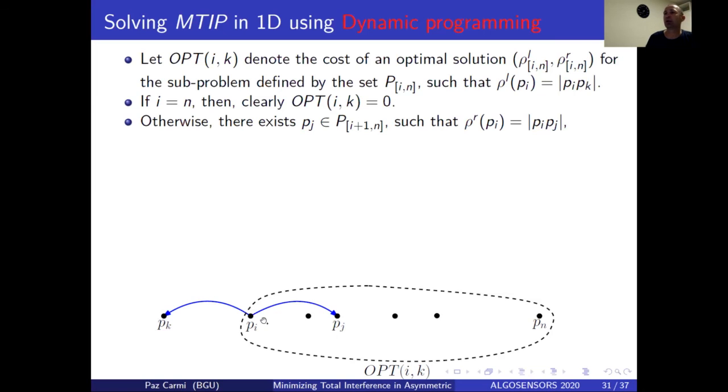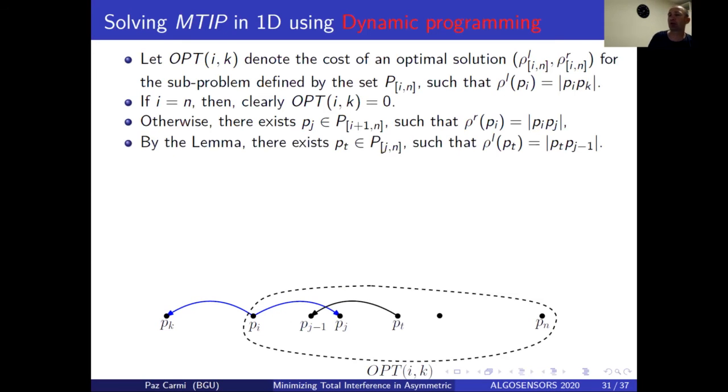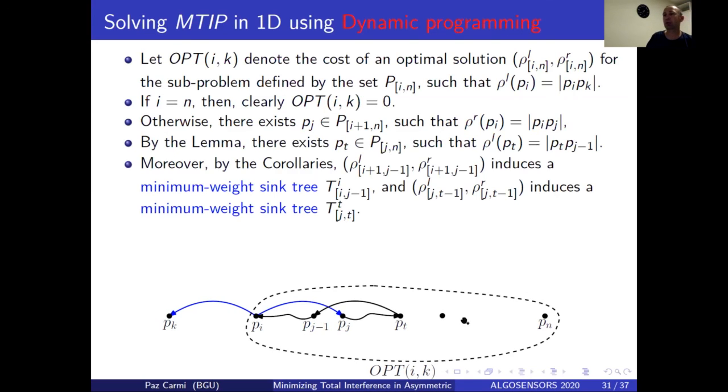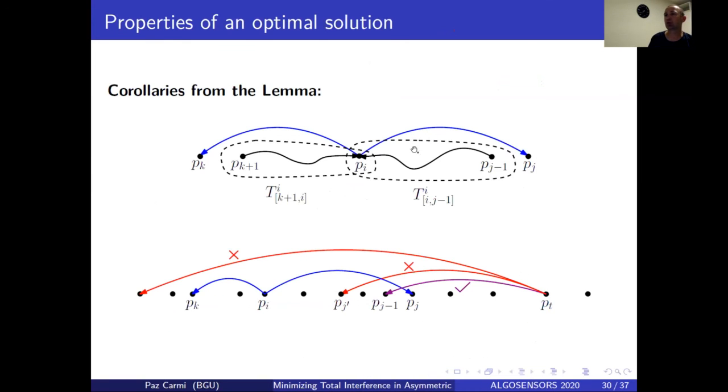between i and n, such that the right range of pi goes to pj. Now, we can use our lemma. So it means that there exists a point pt between j and n, such that the left assignment of pt goes all the way to pj minus 1. And by the corollaries, the left and right assignments of the points from i plus 1 to j minus 1 induce a minimum weight tree. Remember this corollary, as was mentioned here.